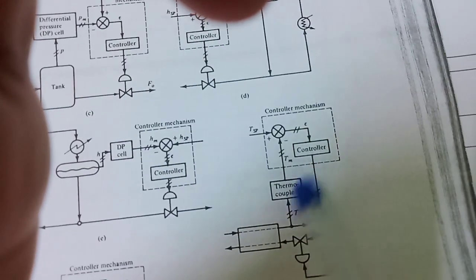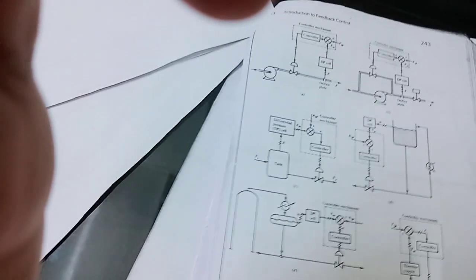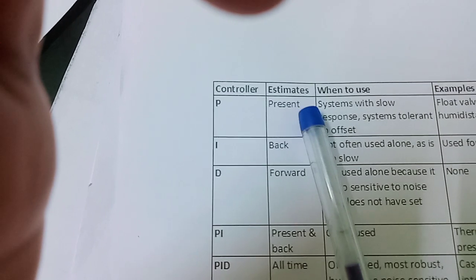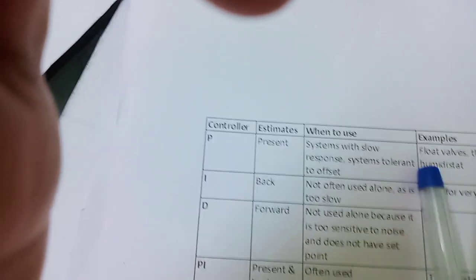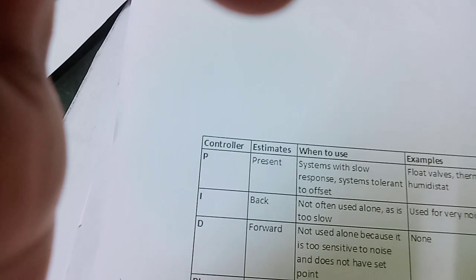Next is the composition control. For this composition control, we have already seen one example. This proportional controller is mostly used in float valves, thermostats and humidistats.